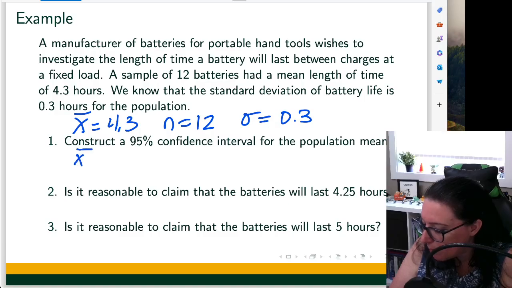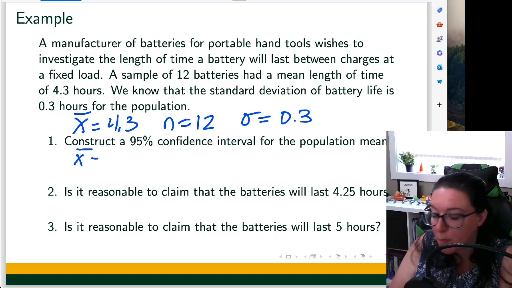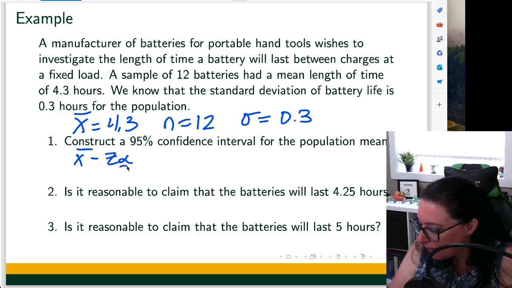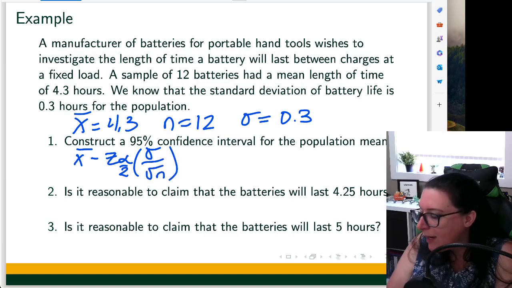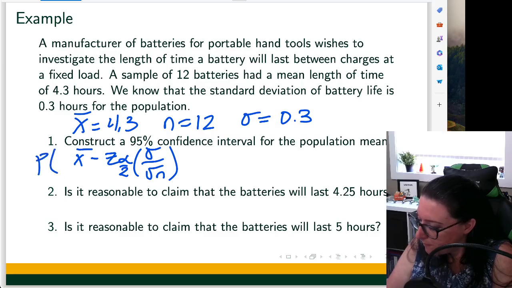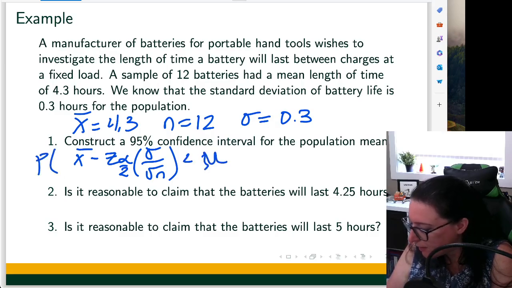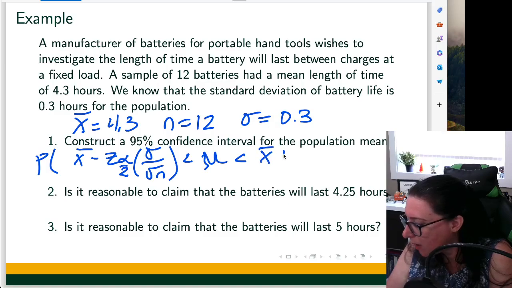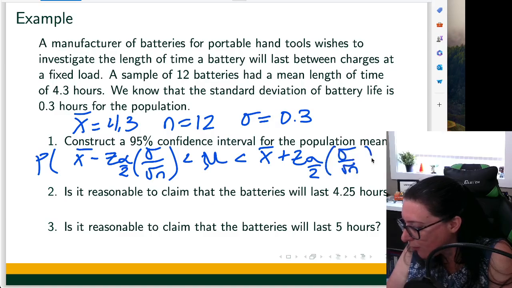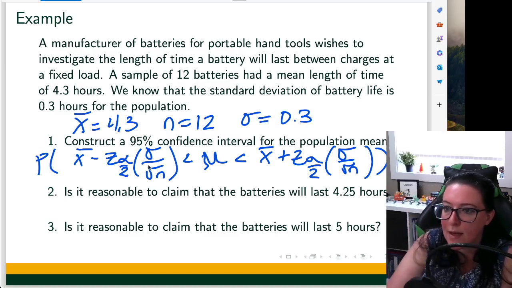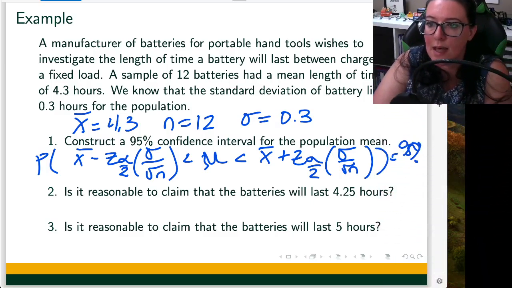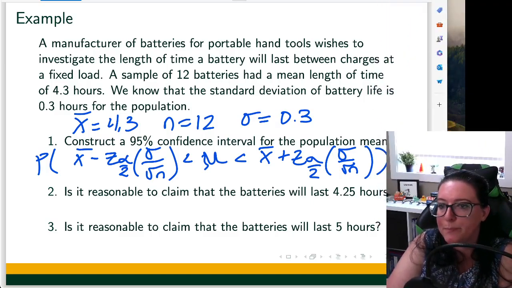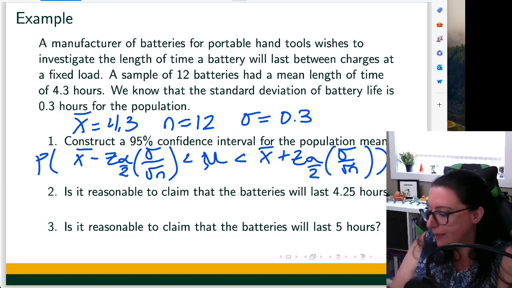So remember, the lower bound is X bar, that's the point estimate, minus Z alpha divided by 2 times sigma over the square root of N. And then mu is going to be in between that and X bar plus Z alpha divided by 2 times sigma over the square root of N. And it's 95%. The part you can't see that I just wrote underneath my face is that 95%. Okay, let's do this.